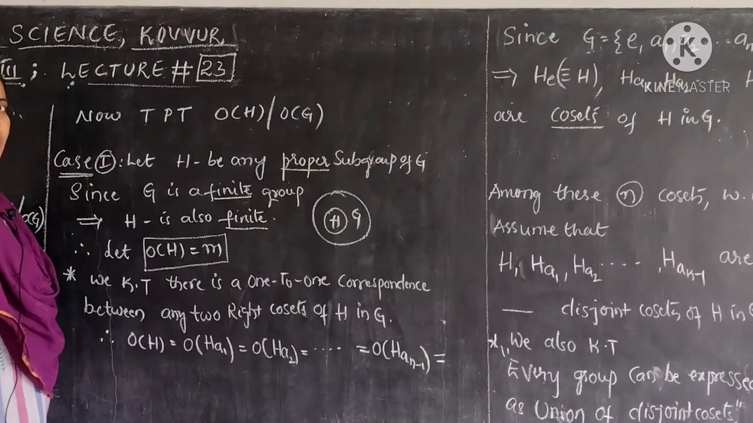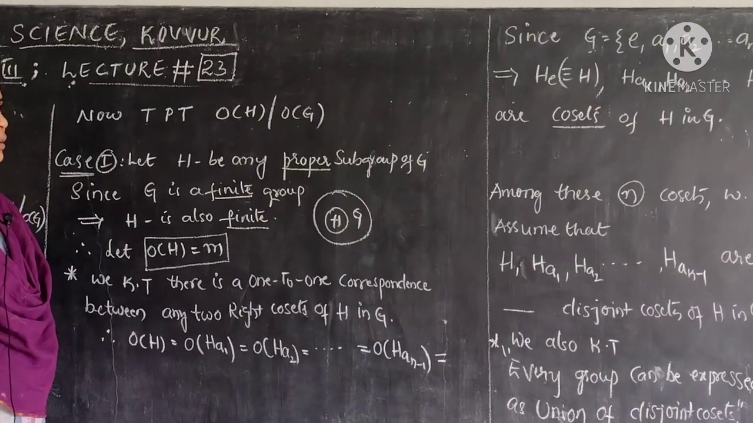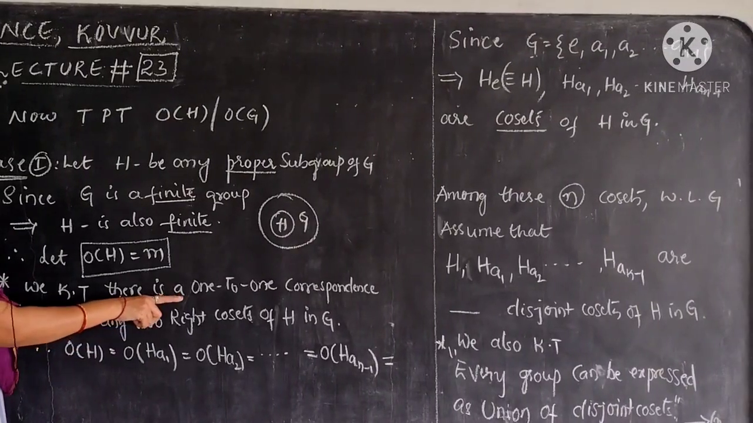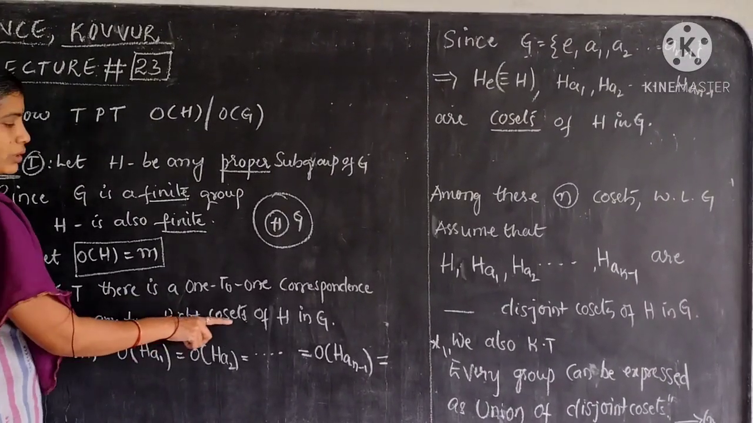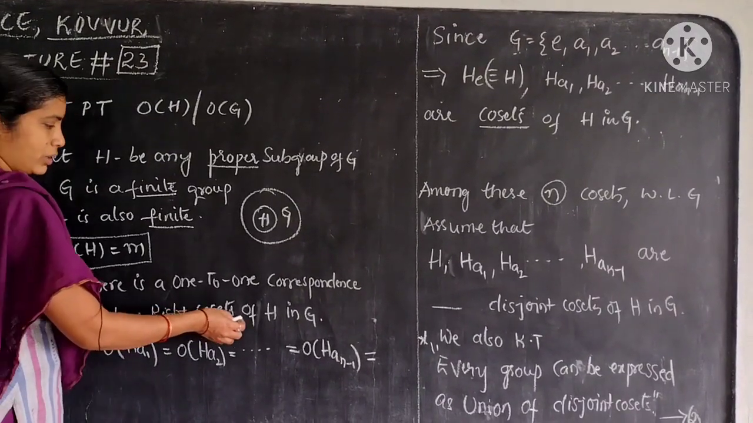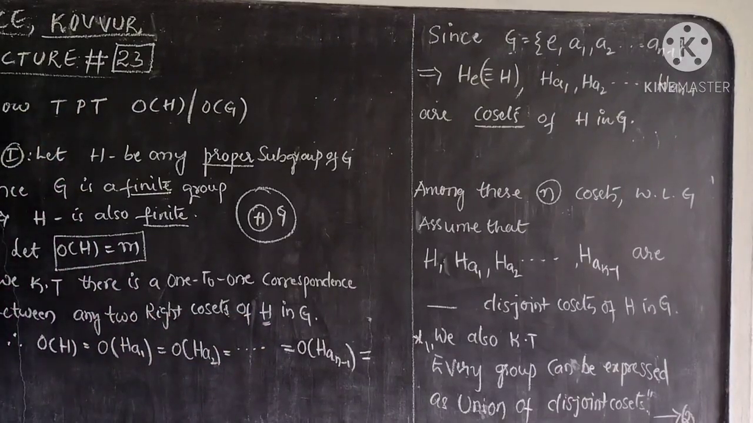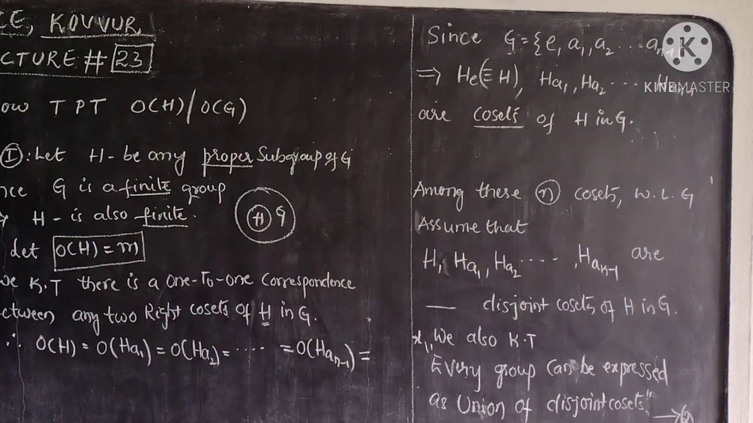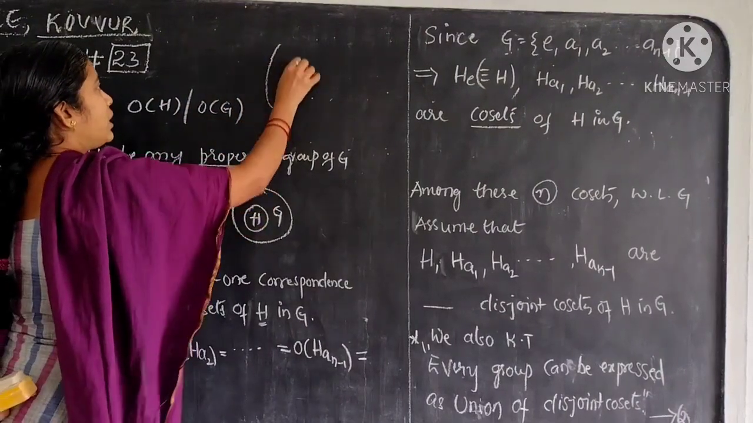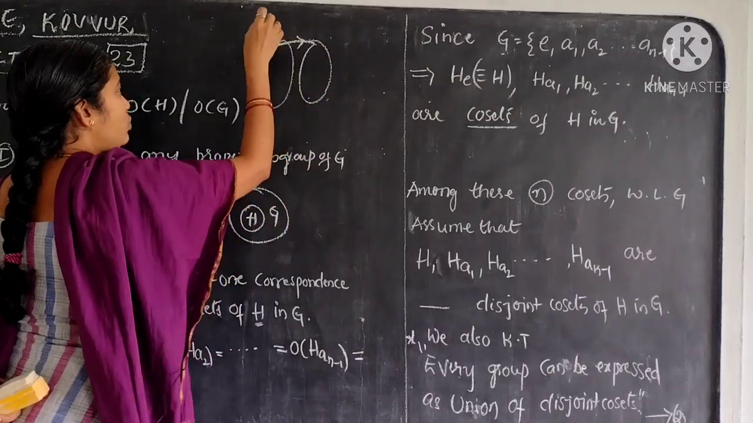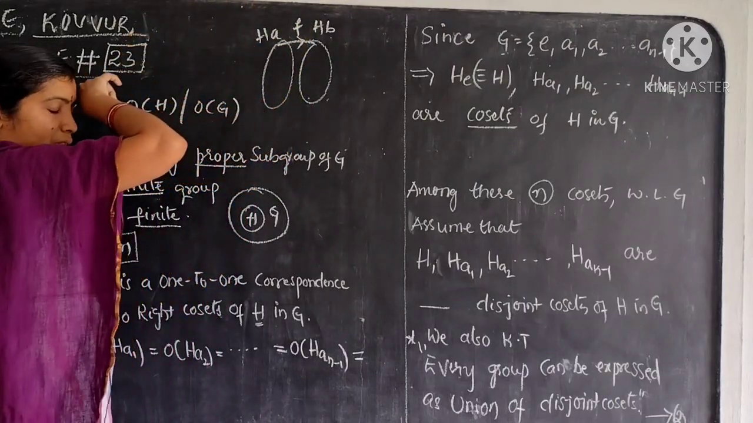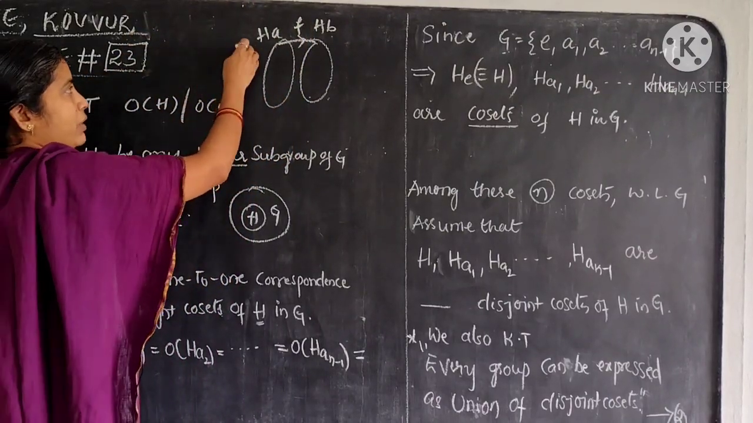Now, we have two results we can use here for our convenience. The first result is that there is a one-to-one correspondence between any two right cosets, or right or left. I am considering right here. Any two right cosets of H in G. What is the meaning of this? You have an idea of sets and relations, mappings. One-to-one correspondence means a bijective mapping between any two right cosets.